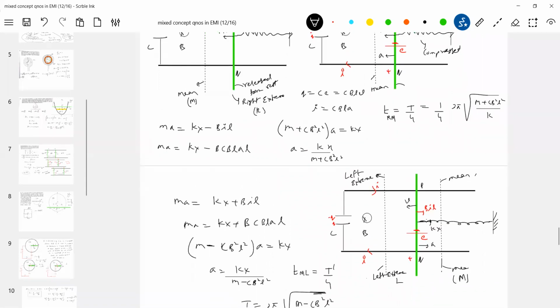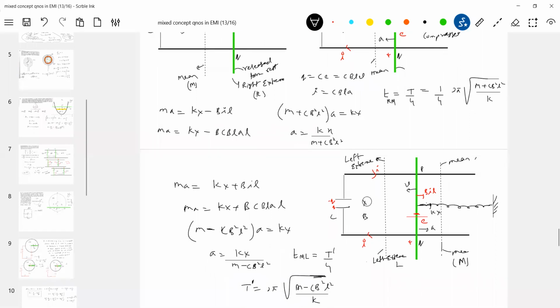Are the time periods the same? No. From the right extreme to the mean, it will have one time period. From the mean to the left extreme, it will have another time period. 1/4 of the time period is what? This one. So now you calculate T_ML. So this should be equal to how much now?